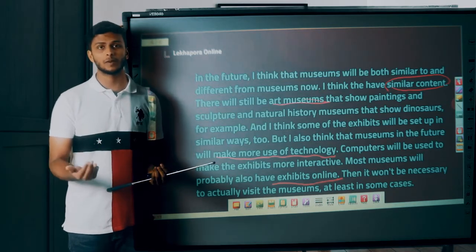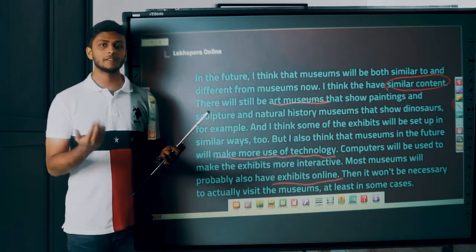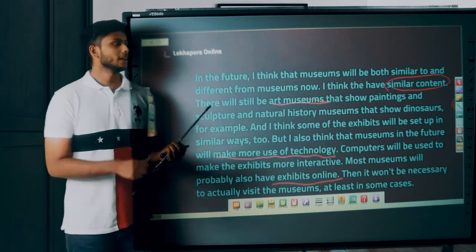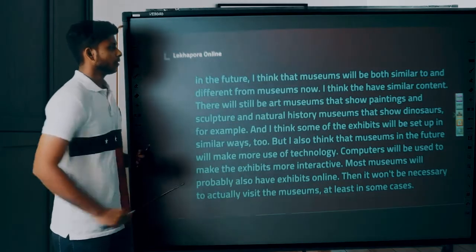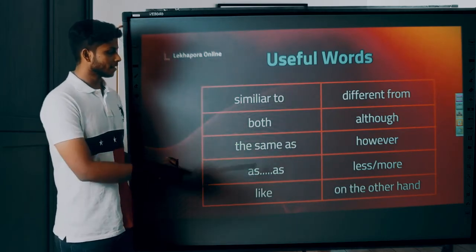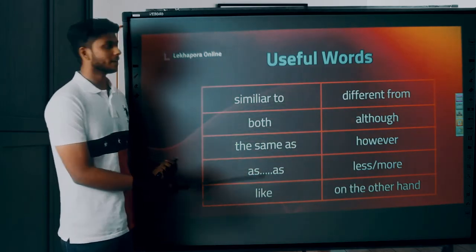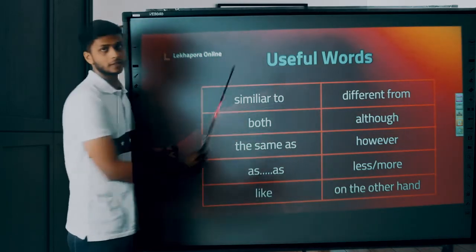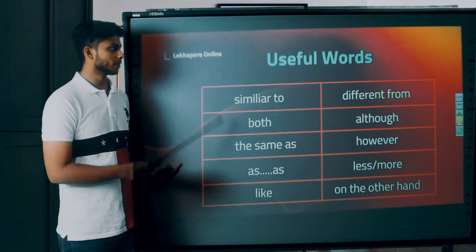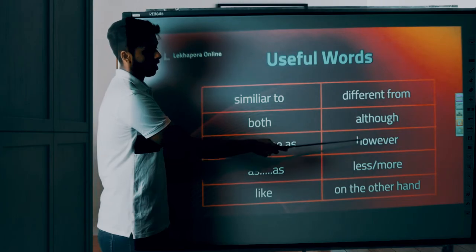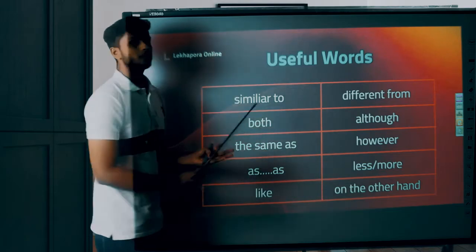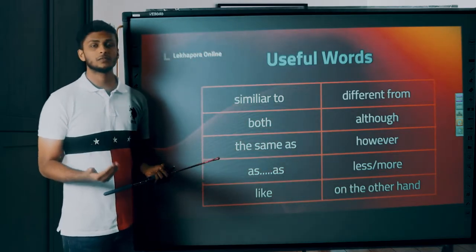If the examiner asks you to compare, you can play the safe side and then provide some similarities and also some differences here. Again, here are some useful words for you, similar to and different from. So these sides are to use for the similarities, and these sides are to use for the differences. So similar to, both, the same as, as, like, you can use to explain similarities, and different from, although, however, less or more, on the other hand, these phrases or words you can use to provide some differences.